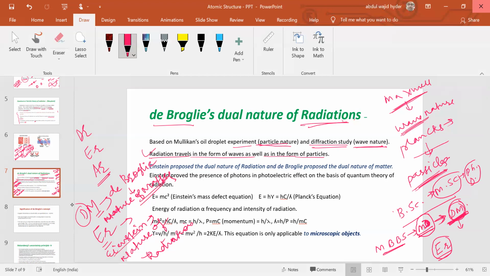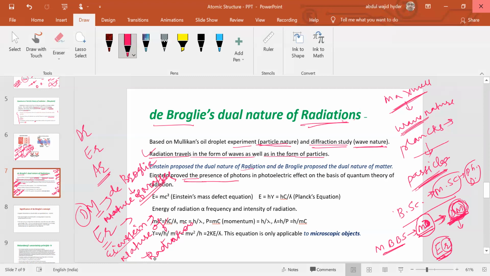Einstein gave the nature of radiation, ER. Einstein gave the nature of radiation and de Broglie gave the nature of matter. So nature of matter and nature of radiation are two different things. One was given by Einstein and the second was given by de Broglie. That is what is written here: de Broglie proposed the dual nature of matter and Einstein proposed the dual nature of radiation. So radiation, Einstein. Matter, de Broglie.